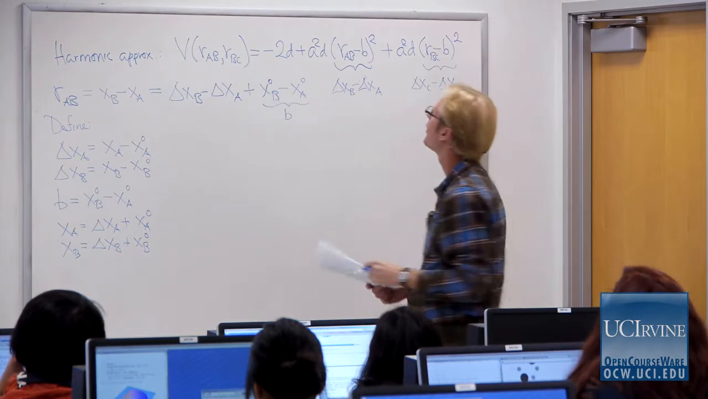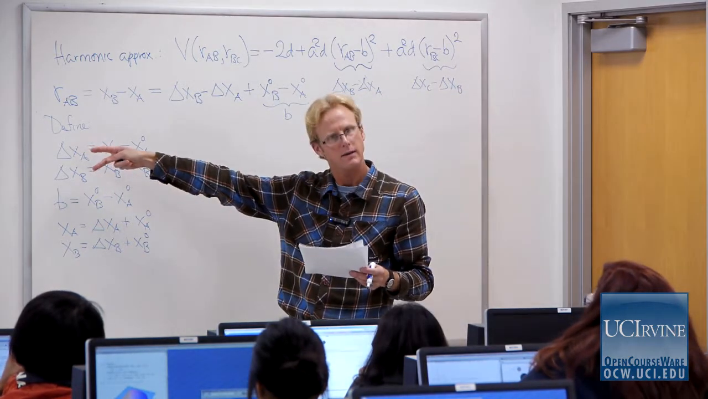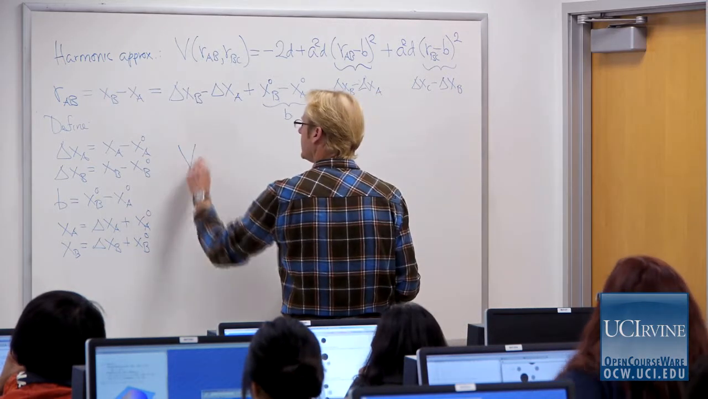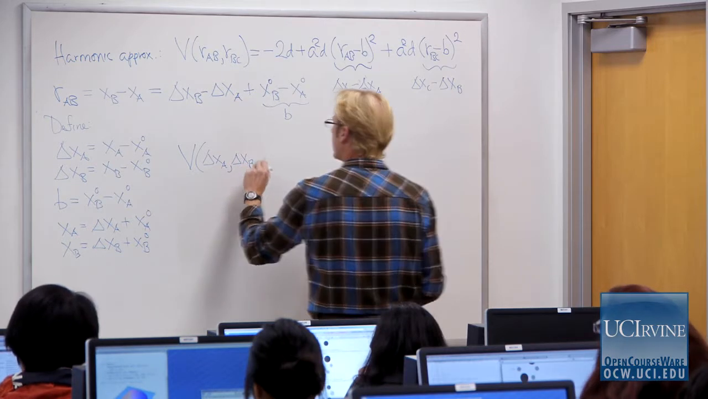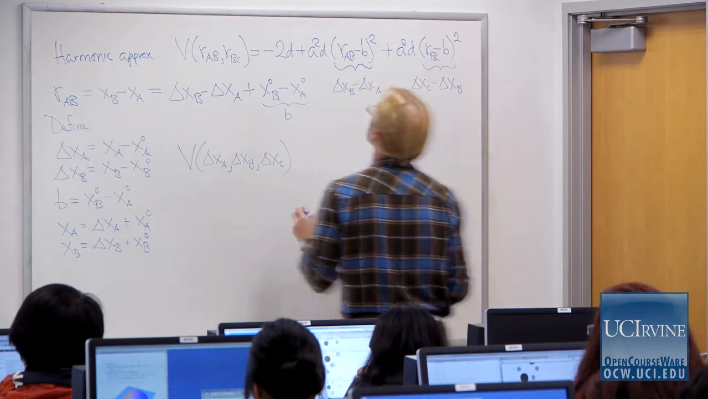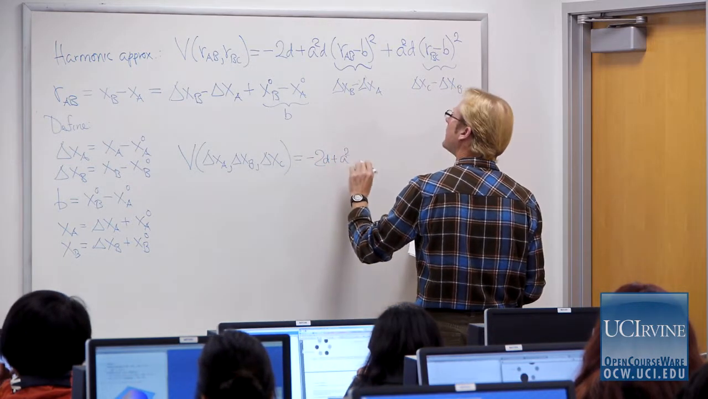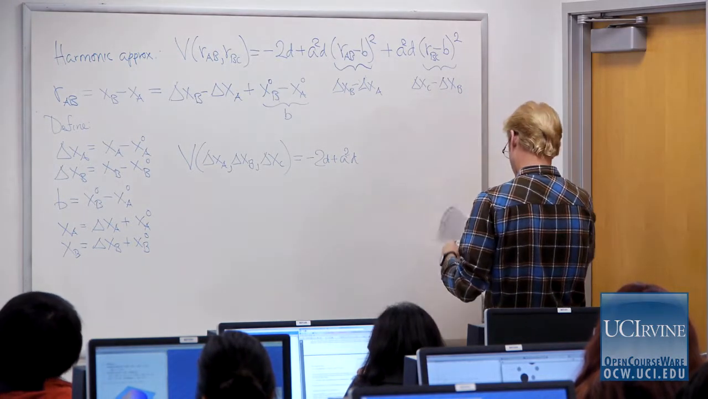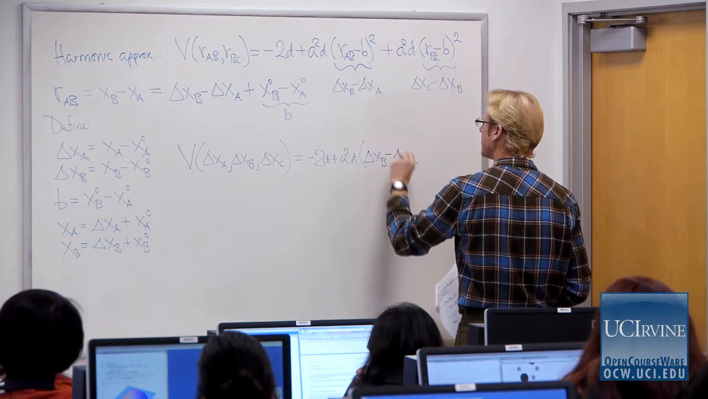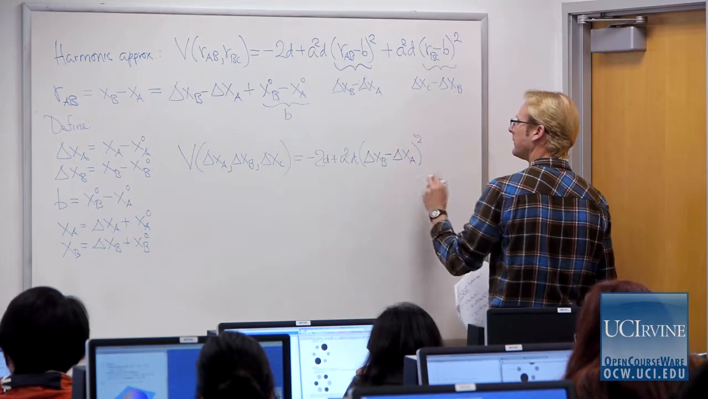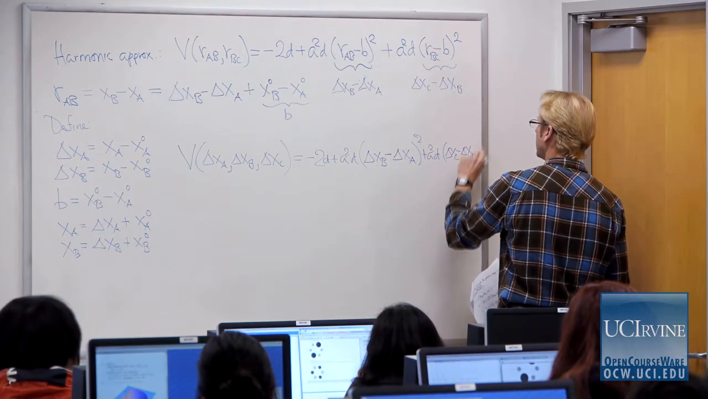All right? So what that means now is that I can rewrite this potential, but now as a function of these displacements of the atoms from their equilibrium positions as follows. V, and now there's three of them, delta XA, delta XB, and delta XC. That's going to be equal to minus 2 times D plus A squared D times delta XB minus delta XA squared, and then plus A squared D times delta XC minus delta XB squared.